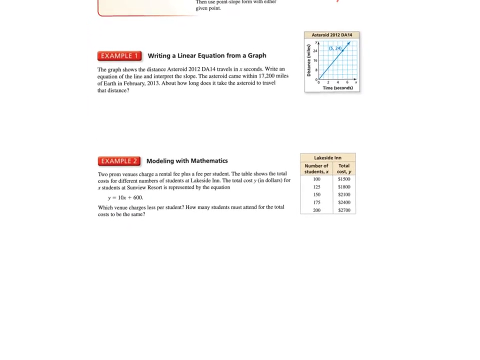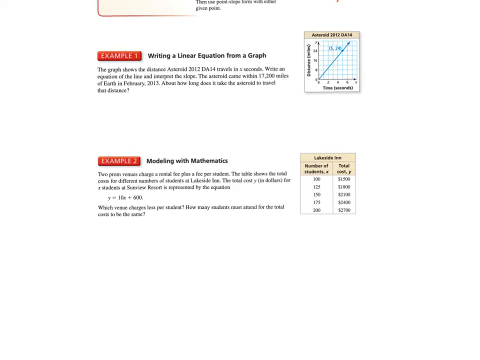We need to write a linear equation from a graph. The graph shows the distance asteroid 2012 DA14 travels in x seconds. Write an equation of the line and interpret the slope. The asteroid came within 17,200 miles of Earth in February 2013. How long does it take the asteroid to travel the distance? So they're asking us for an answer. So first we got to come up with a formula, an equation to model this data.